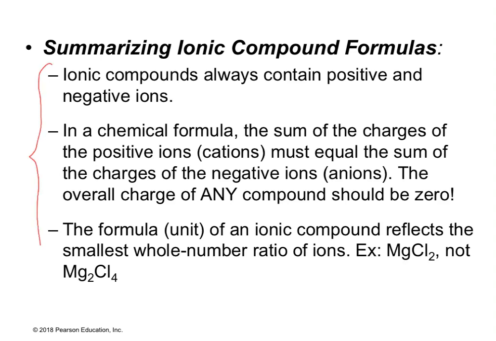Here's a summary of the key points if you are trying to write a formula for an ionic compound. So again, ionic compounds are made up of cations and anions. So it's critical that you show the charge on both of those. The sum of the charges of the cations and anions must add up to equal 0 so that the compound overall is neutral. And finally, the formula for an ionic compound is an empirical formula, meaning it's the most simplified formula, okay? Smallest whole number ratio of ions.